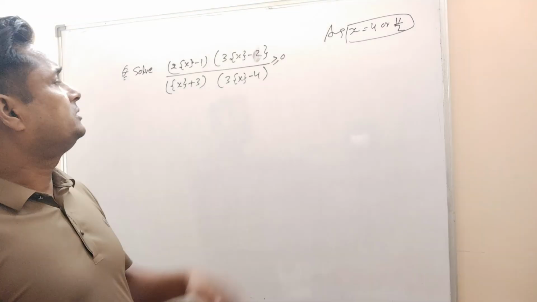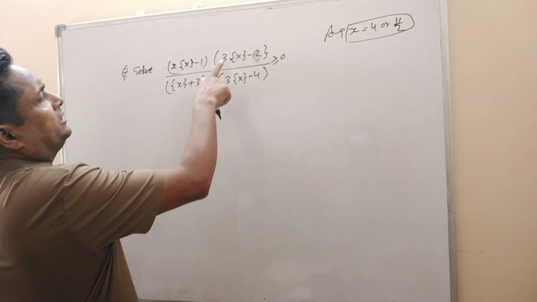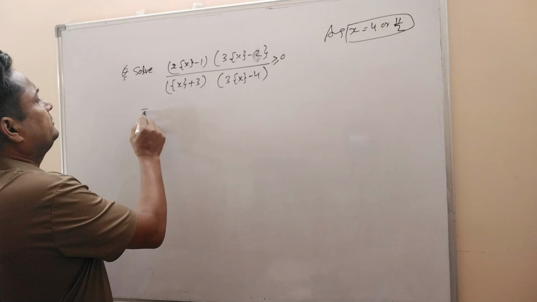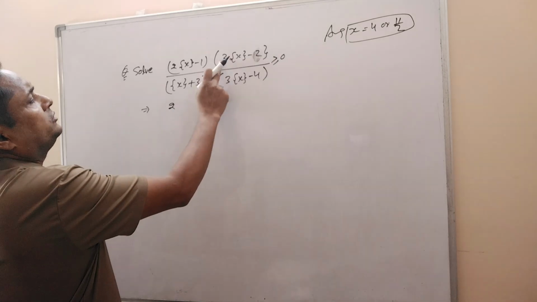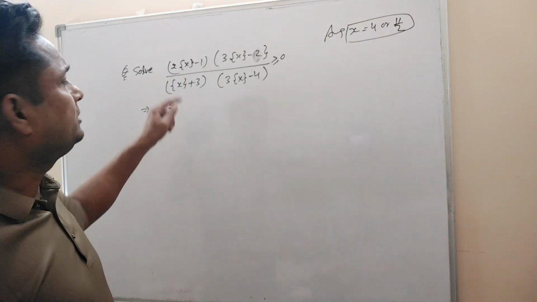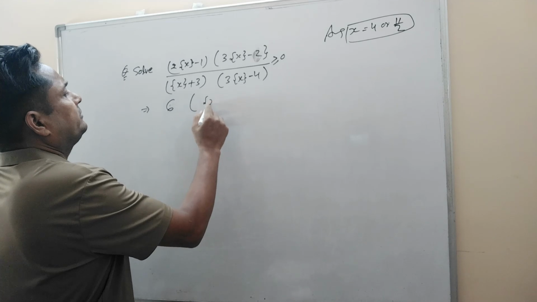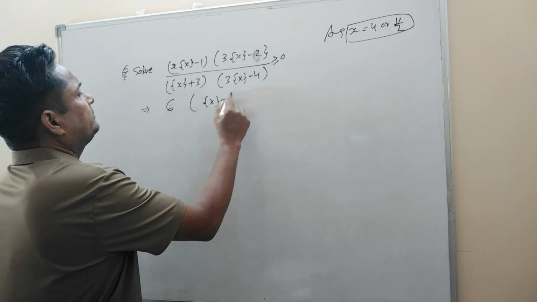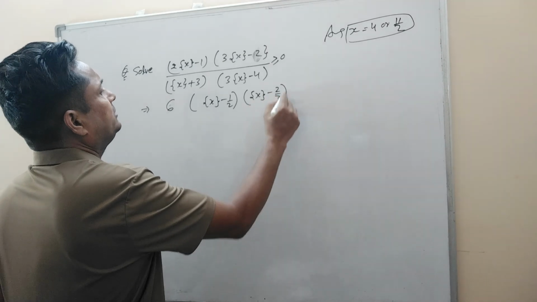So how will you solve this question? First of all, see here, if you take common factors of each, so this will be what? 2. Take 3 from here common and 2 from here common. So the numerator will be 6, and this will be {x} minus 1/2, this will be {x} minus 2/3, where {x} is the fractional part function.